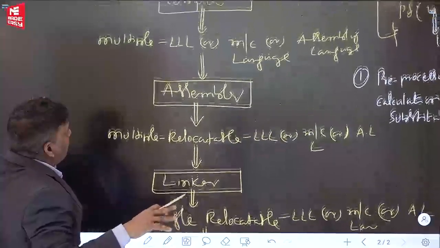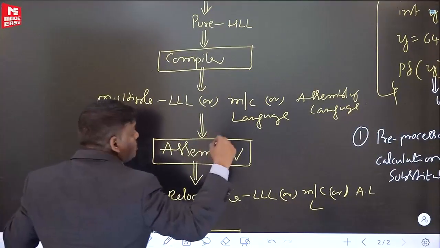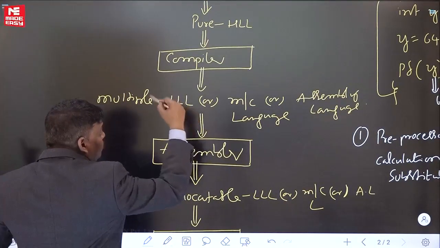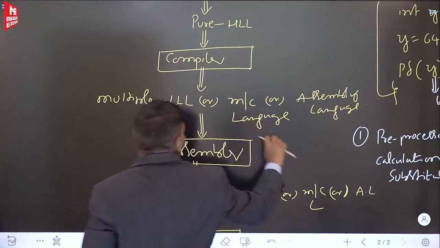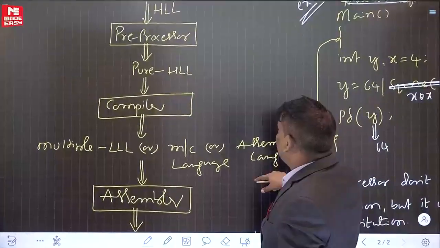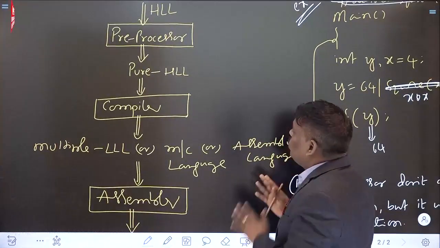Now, this is the way a particular language will be processed. This is the procedure by which a particular language is processed. How? What is the first step? I have a program. Listen carefully now. What is the first step? You have a program.